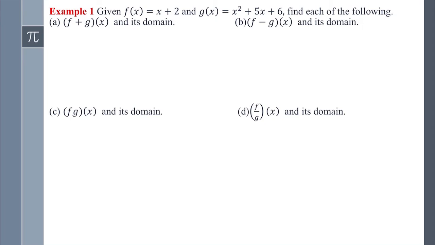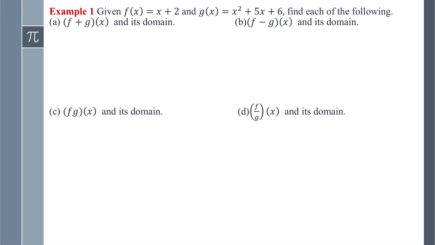So let's look at some examples. First, let's go ahead and find the sum of these two functions. We are given f of x equals x plus 2 and g of x equals x squared plus 5x plus 6. And we are asked to find f plus g of x and its domain.